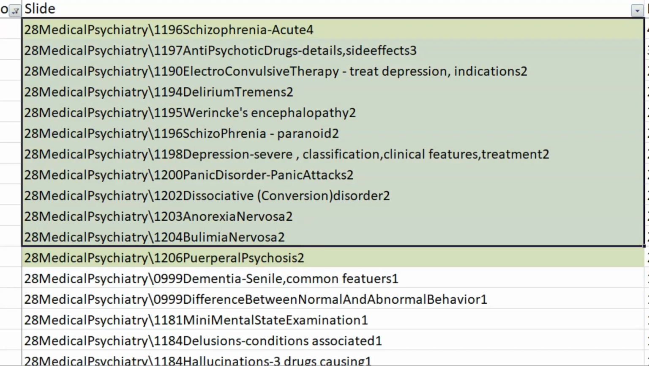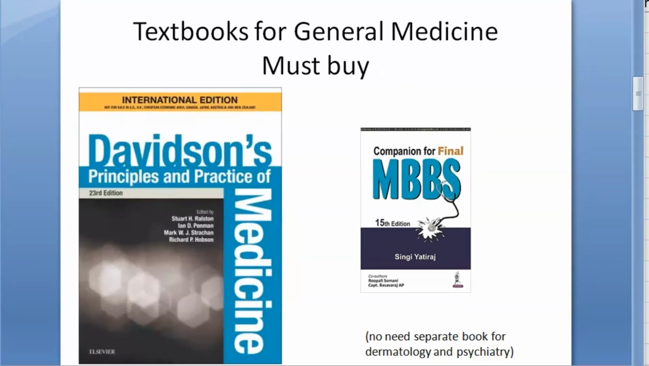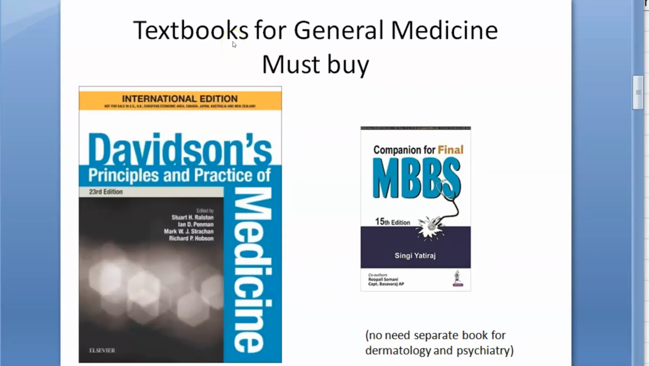What else, people? That's all from our side. Remember, it is enough if you read your general medicine textbook. No need to buy a separate book and all. This much is enough for your general medicine psychiatry. Okay, bye-bye.